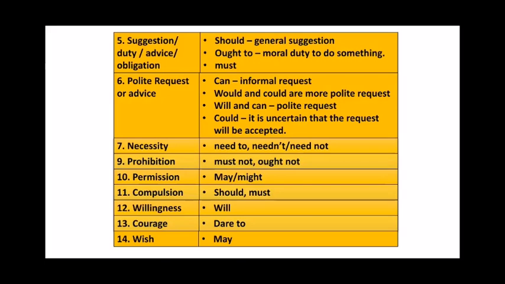Next is prohibition, that is restrictions. The verbs are must not or ought not. Like, you shouldn't do it because it is restricted. Next is permission. The words are may or might. Whenever you enter the class, what do you say? May I come in? So you're asking for permission.